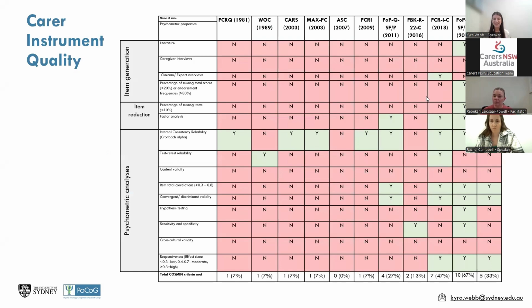And so I don't expect you to be able to read through this big graph, but what I hope you can get a sense of is how much red is here, which is indicative of criteria not being met. So we have the criteria here on the vertical axis and the measures here on the horizontal axis. So a lot of the tests that we need to have validity and reliability of measures were not being done when these carer measures were developed.